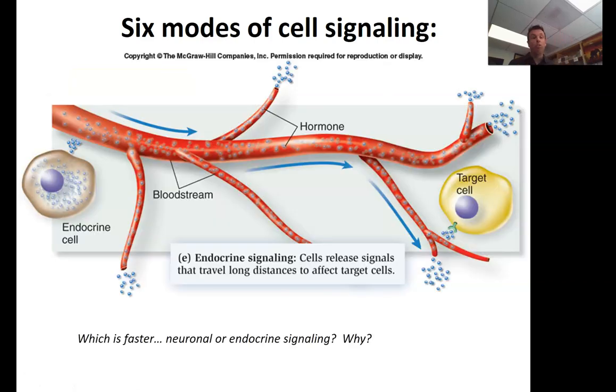And then we have hormonal signaling. Right? This is called endocrine signaling, endocrine meaning hormonal signaling. So these are signals that are sent through the bloodstream. Right? So which is faster, neuronal or endocrine signaling? And why?